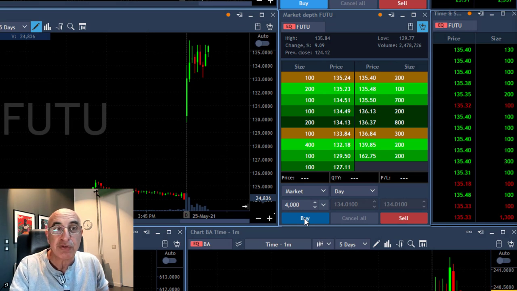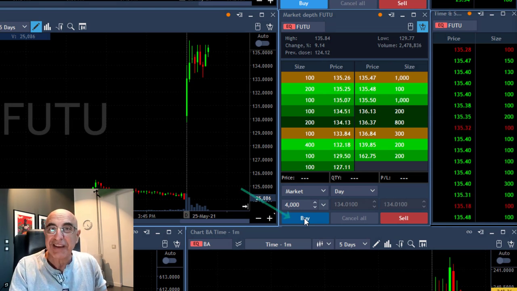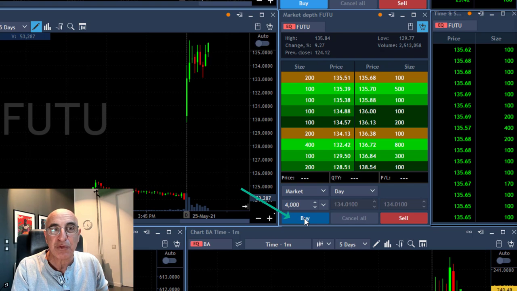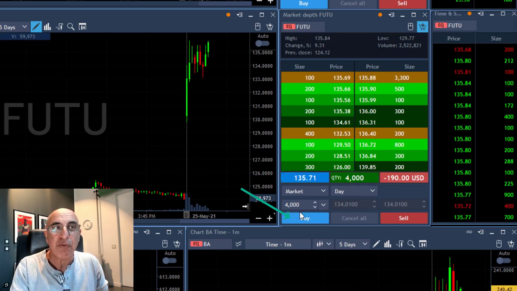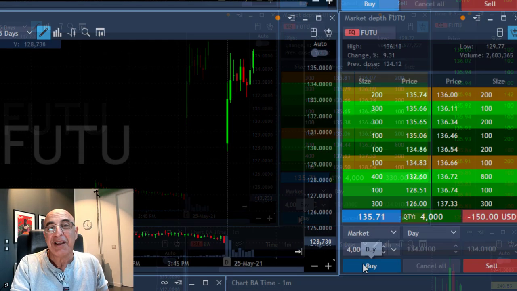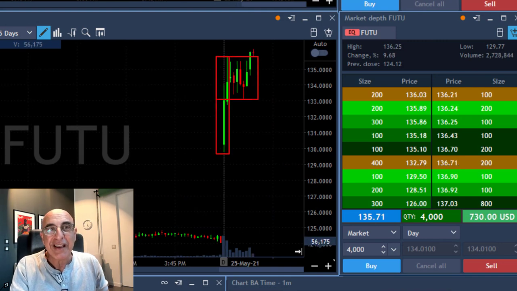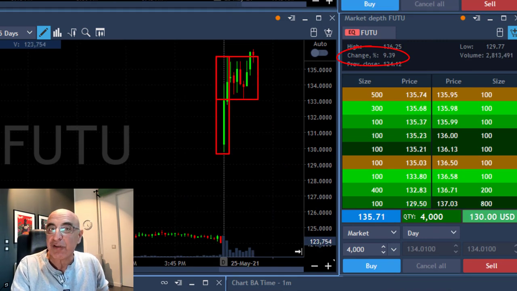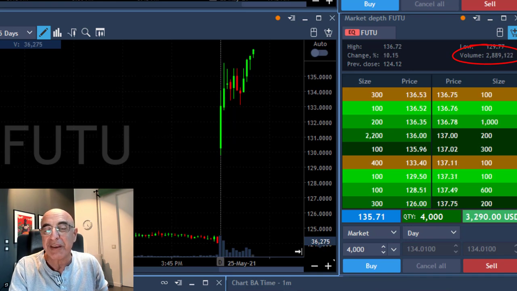Again, looking at FUTU, this one I did not plan. It just came up because one of our trading room members was watching it, and I'm about to buy now 4,000 shares because it has a beautiful bull flag formation. Now, again, stock is up 9%. That means a lot of people are watching it. Look at the volume, almost 3 million shares.